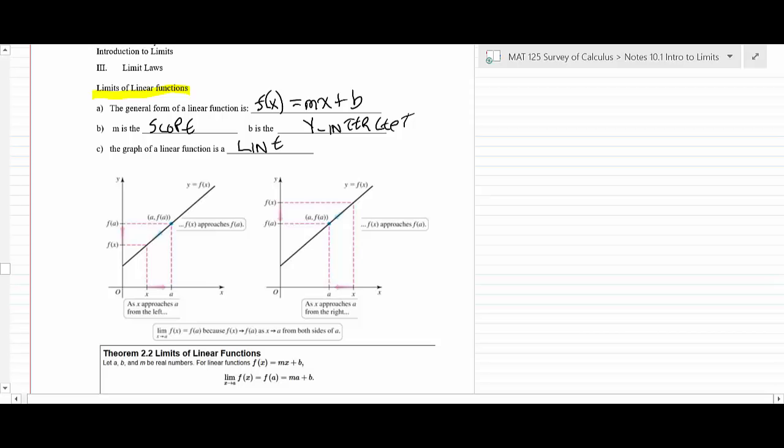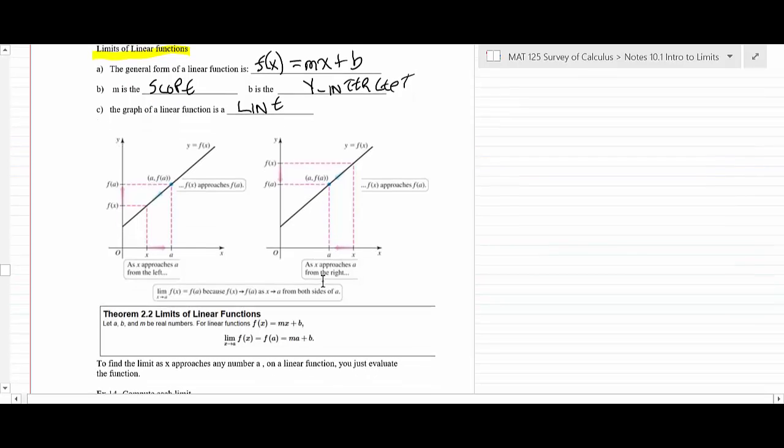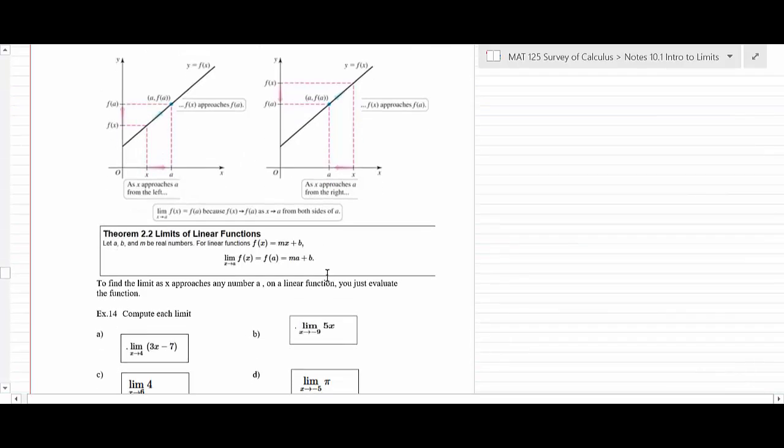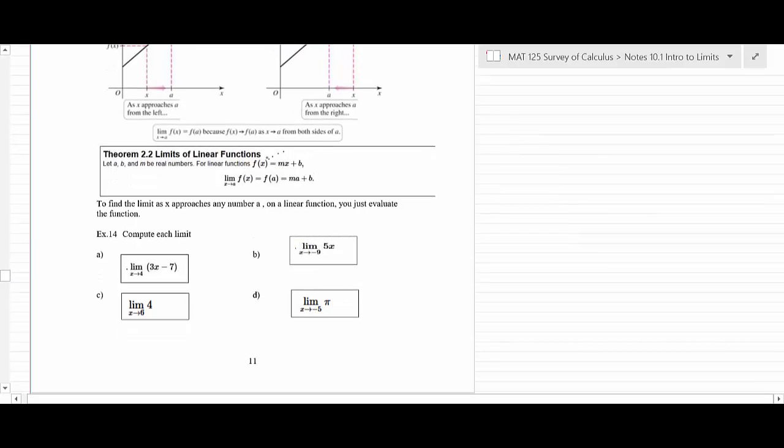So when you're doing a limit of a linear function, you don't have to graph. All you've got to do is plug the number in. The idea is there are no breaks in the graph, so the value of the limit is going to be the same as the value of the function. What this theorem is saying is, if you're doing the limit of a linear function, just take that number and plug it in for x. You just do arithmetic. When you start getting away from graphing, most of the time you're just going to plug the number in and see what you get.